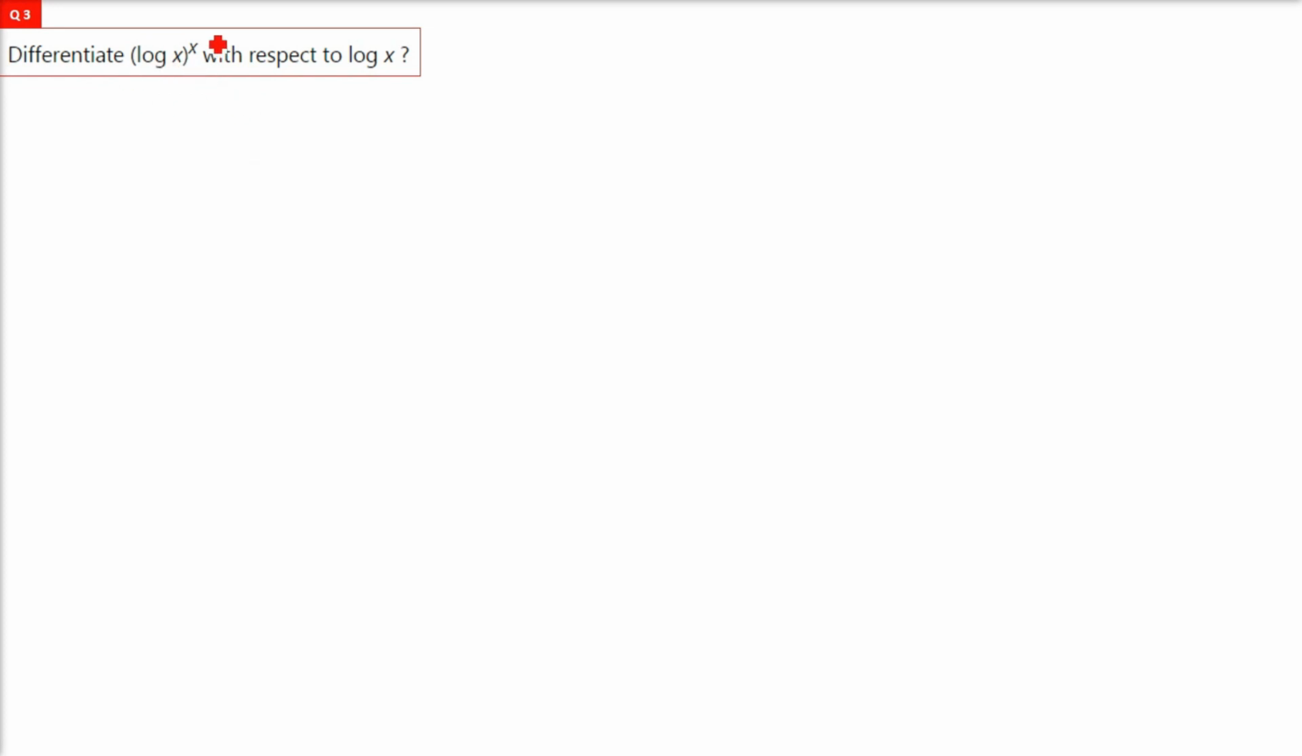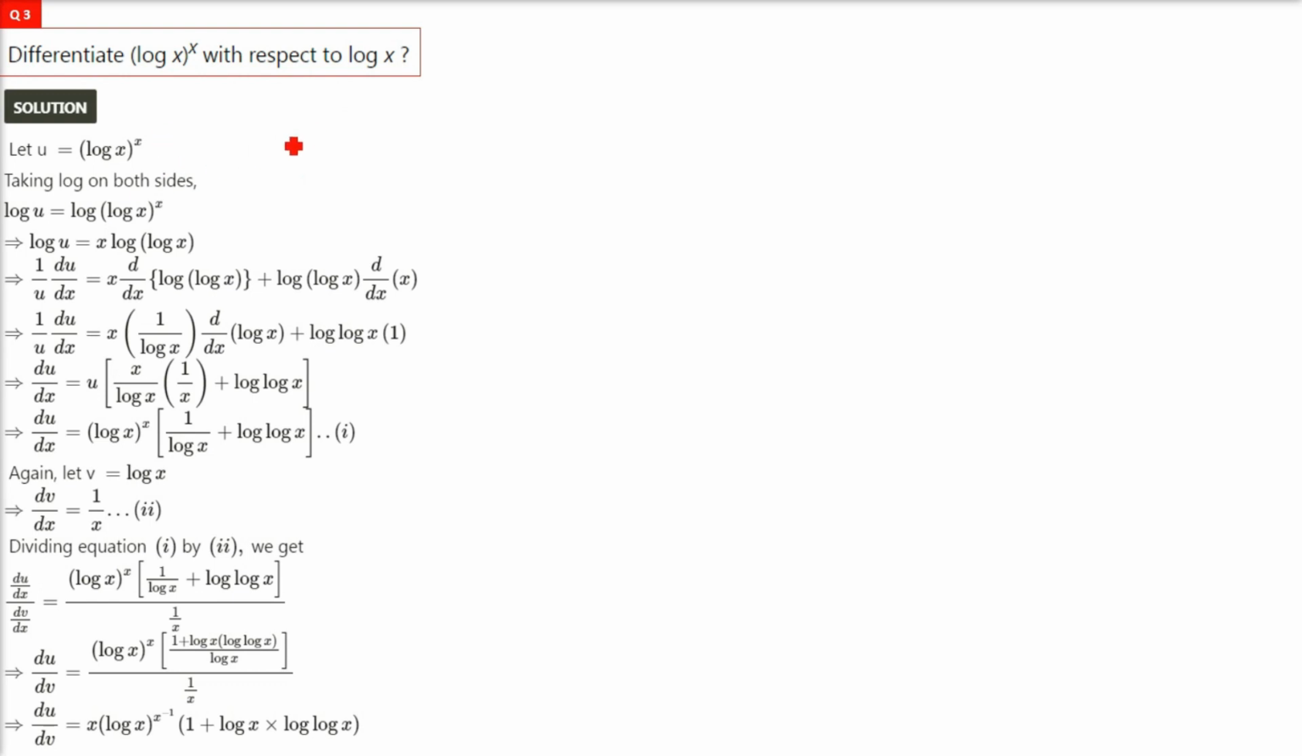Differentiate (log x) raised to x with respect to log x. So what we will do here is, if we do it directly, there will be some more effort. So the best way is to take the log. That is, see, u is equal to (log x) raised to x. So log u is going to be equal to x log of log x. That is, we have to take the log.